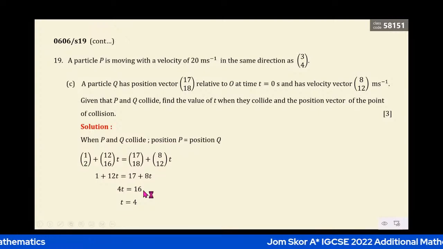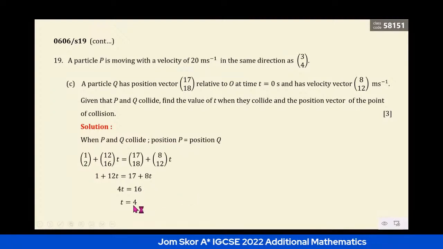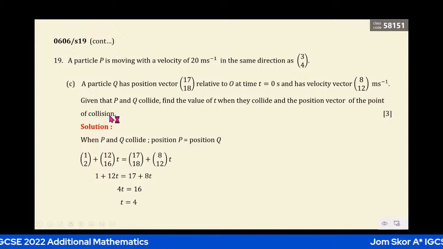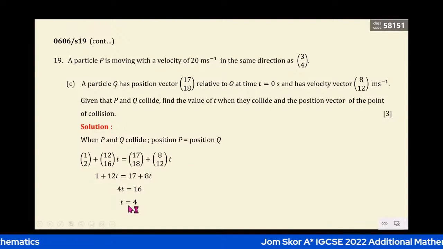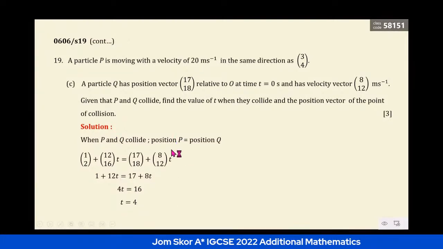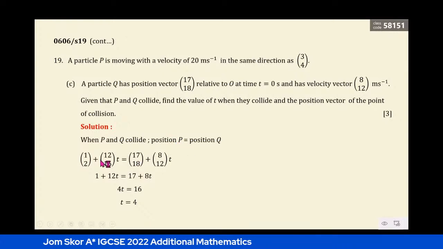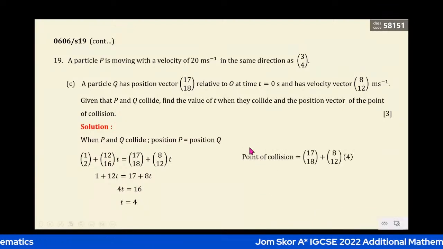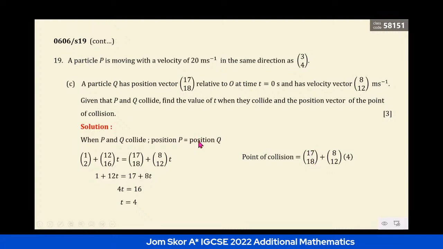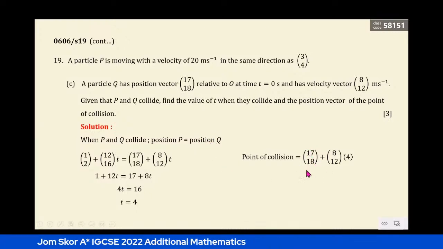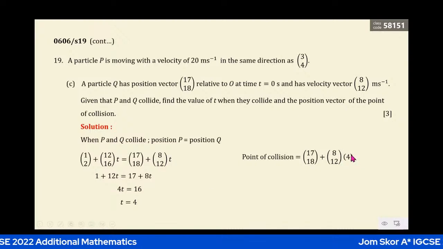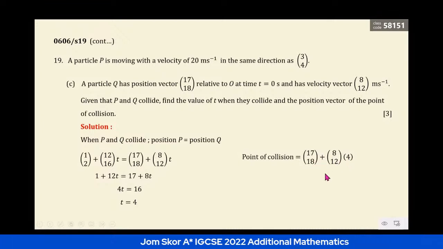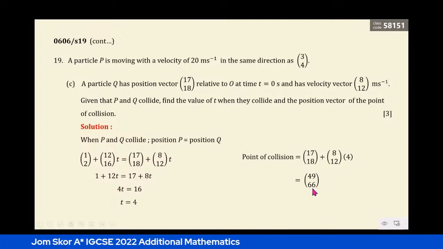Okay. So next, after you know that T is equal to 4, then you can find the position vector of the point of collision by substituting T into either one. Nak ganti dalam P boleh, nak ganti dalam position Q pun boleh. Okay. Alright. So teacher ganti dalam position Q. Kalau ganti dalam position P pun tak ada masalah. You will get the same answer. Alright. So you substitute T with 4. So you will get 17 plus 8 times 4, and then 18 plus 12 times 4. Therefore, the answer is 49, 66.